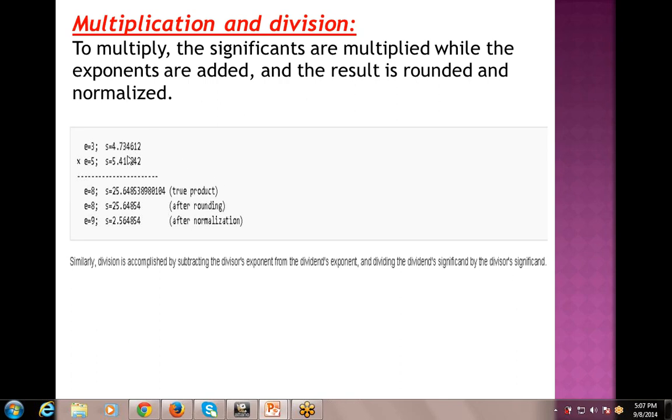In multiplication we add the exponents and multiply the significands, and in division we subtract the exponents and divide the significands with each other. That is 5 minus 3, and these are divided with each other. So in multiplication these are added and these are multiplied. In division these are subtracted and these are divided with each other.